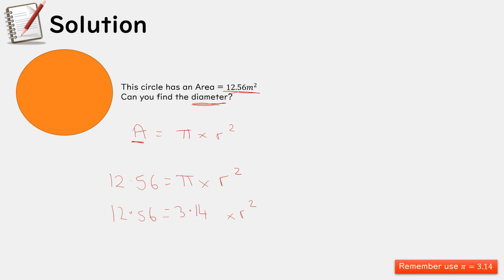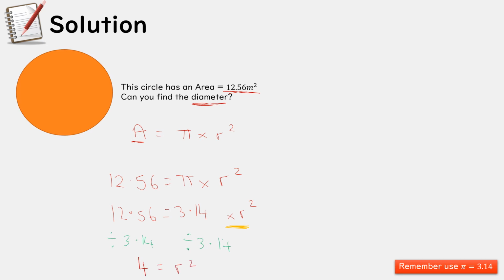So again, as always, we want that r squared on its own, and at the minute it's being times by 3.14. So to get rid of that, we need to do the opposite of timesing, which is dividing. Divide by 3.14 and make sure we do it on both sides, because what we do to one side we have to do to the other. In your calculator, I'm typing 12.56 divided by 3.14, and that gives me 4. That's a nice number there. And that gives me r squared.